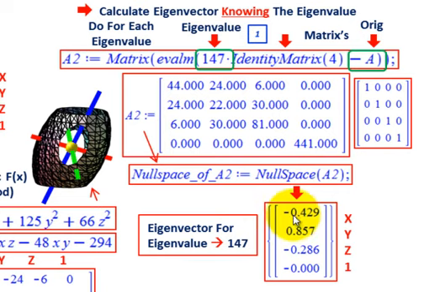So we've calculated our eigenvector based on knowing our eigenvalue. Okay, so that is how we go about doing that. So maybe let's just look at one further example here.